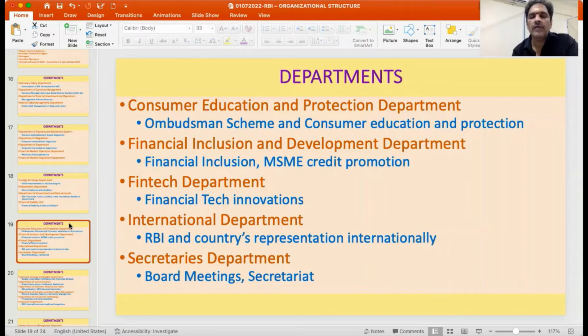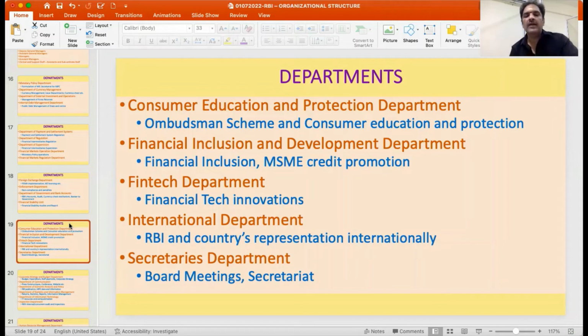Then initiatives for financial inclusion, MSME credit promotion, priority sector lending guidelines, then monitoring of that, all that is handled by a department called the Financial Inclusion and Development Department. Then very recently we created a new department called the FinTech Department, which is dealing with the financial technological innovations that are happening in banking, the financial system, payment and settlement systems, etc.